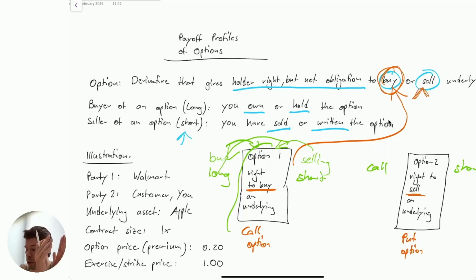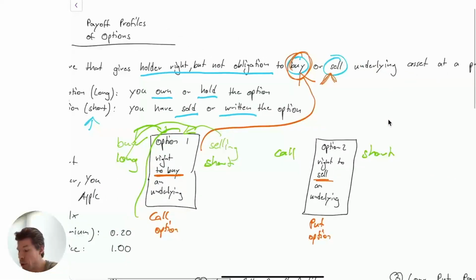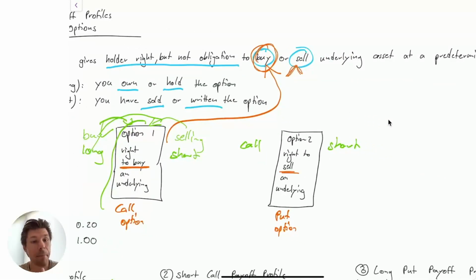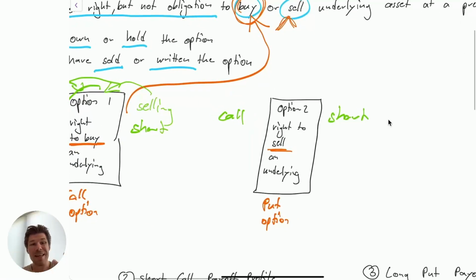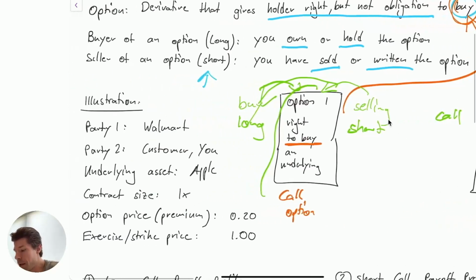First, we talk about document type 1, which is the right to buy something. So we talk about call options, and we look at call options from two sides. You're the owner or you're the seller of a call option. And then secondly, we talk about contract type number 2, which means you have the right to sell the underlying. So we talk about a put option, and again, we look at the put option from both sides. Are you owning the right, or have you written the put option? Very important.